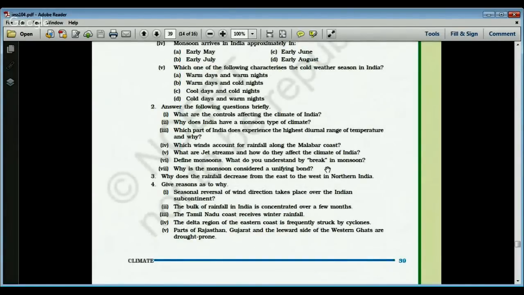We can see one or two questions of this also: the controls affecting the climate of India are altitude, latitude, pressure and wind system, and there are six controls in total. We'll make a separate video for this.